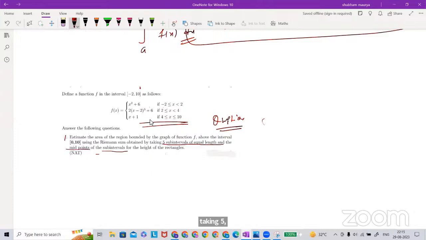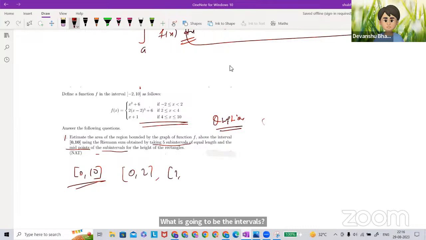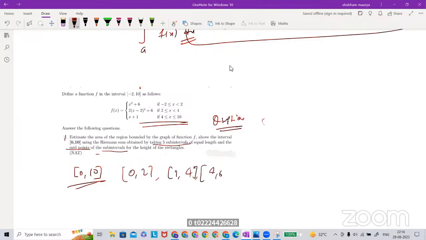So this is for midpoint, for the height of the rectangles. Using the midpoint, what will that be? It is saying 0 to 10. I don't know the answer, I have to check. So let's find the Riemann sum for this one. We have to break our interval into 5 subintervals. If you break the 0 to 10 interval, we get 0 to 2, 2 to 4, 4 to 6, 6 to 8, and 8 to 10. Yes, this will be right. These are the 5 subintervals.